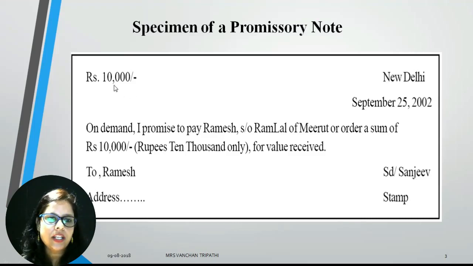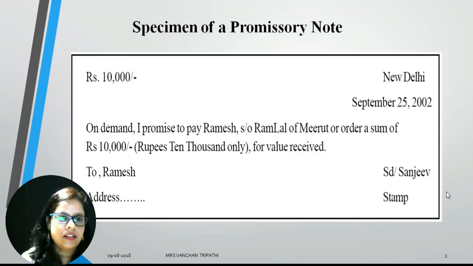The amount of money for which the promise is made should be mentioned here, that is 10,000. You can see in the writing also that 10,000 is fixed. This is the place, New Delhi, and this is the date, and to whom the amount is paid, that is the payee, I'll discuss later on. The name and address of the payee should be mentioned in the promissory note, and the person who is making the promissory note is known as the maker. In this case, Sanjeev is the maker, and there should be a stamp according to the Indian Stamp Act. We'll discuss all these details one by one in forthcoming slides.